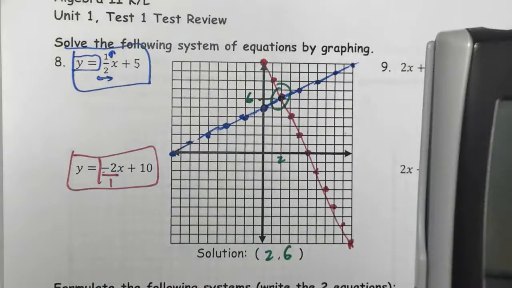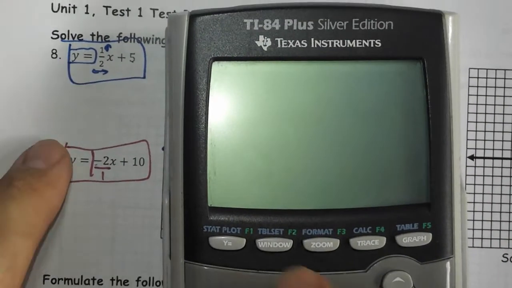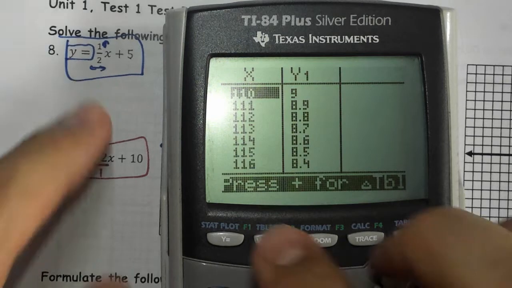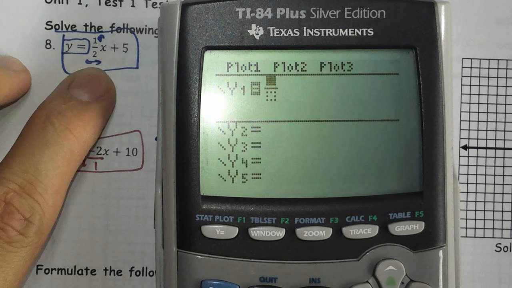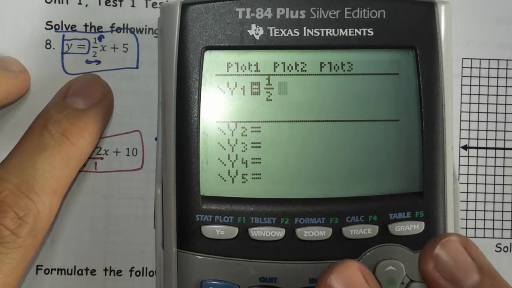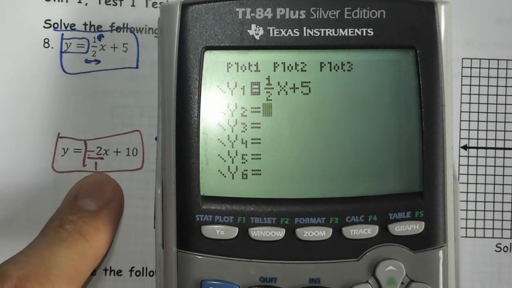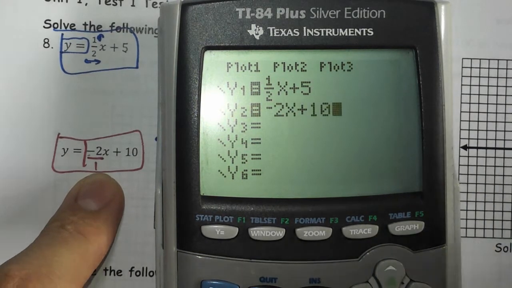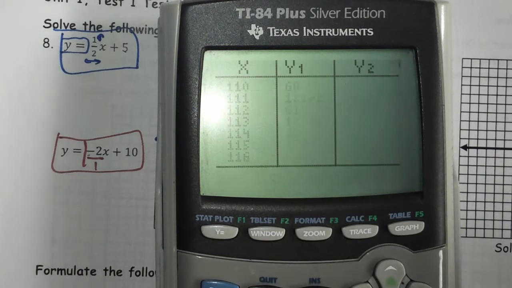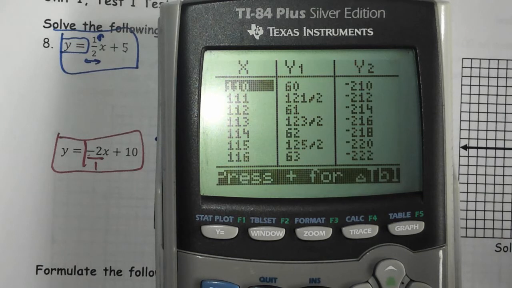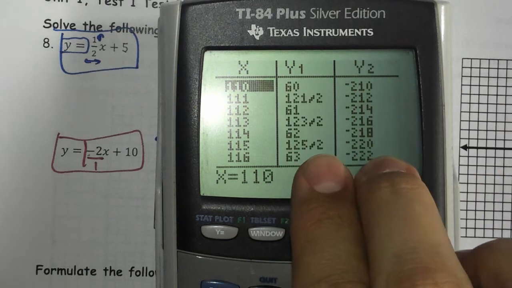In the calculator, we can put these two equations in. Just turn it on. Go to y1, clear it out. Alpha y equals 1 over 2 x plus 5. This one is negative 2x plus 10. And what we're going to do is we're going to look at the table. Very rarely do you want to look at the graph on the calculator to get an exact answer. What we're going to do is look for these to be equal.